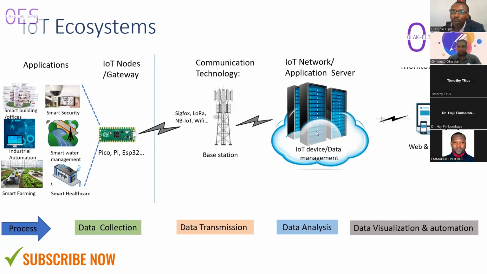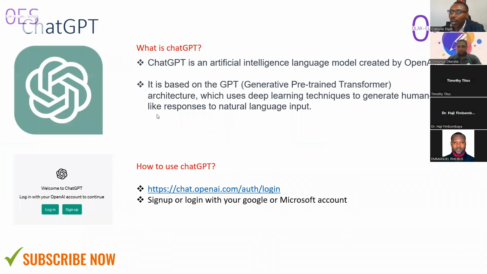So it gives you the opportunity to monitor or control from anywhere as long as you have access to the internet. Then the next aspect is your visualization and control, which is usually to monitor whatever parameters you want to monitor from your smart building. That's where you have to develop your web application or your mobile application. So these are just the basic processes of what the IoT ecosystem entails.